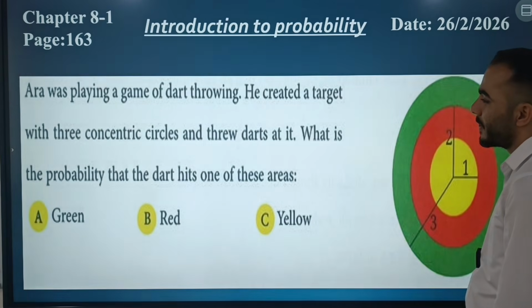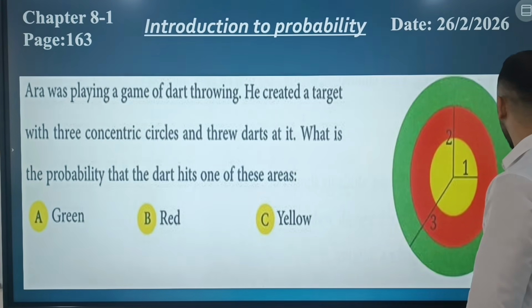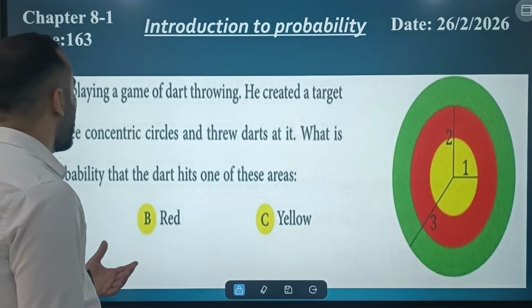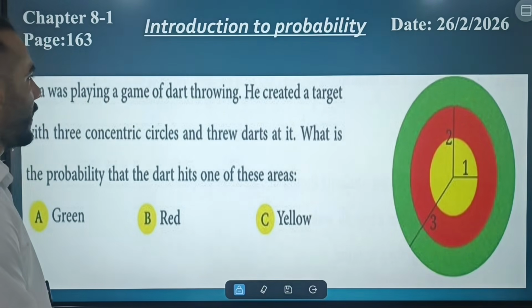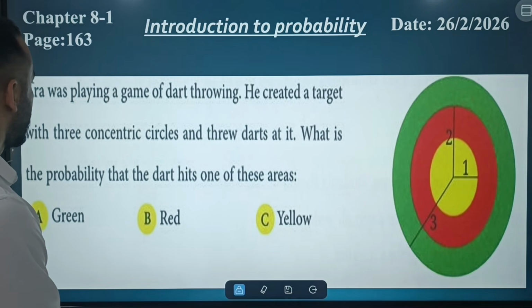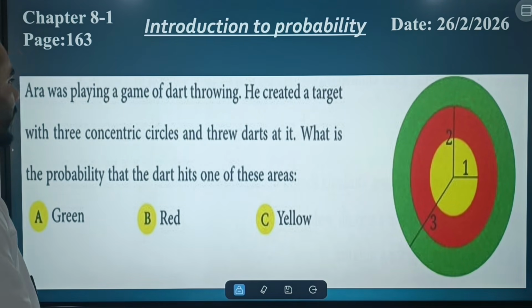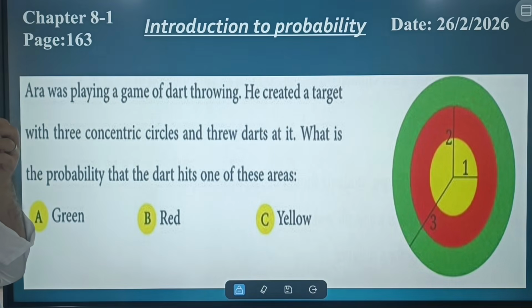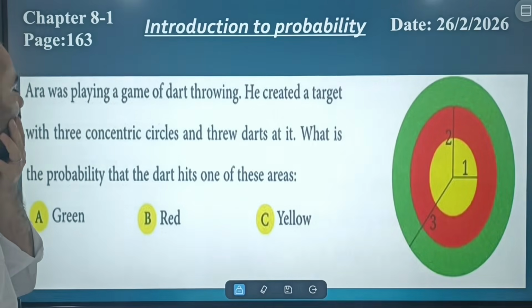And there is another example, an interesting example that I personally love a lot. Ara was playing a game of dart throwing. He created a target with 3 concentric circles. They have the same center. And threw darts at it. What is the probability that the dart hits one of these areas?